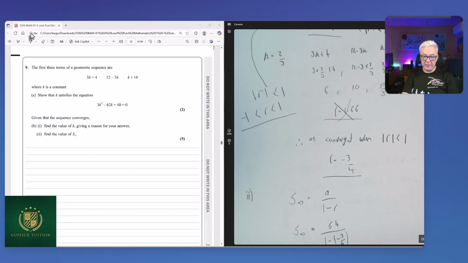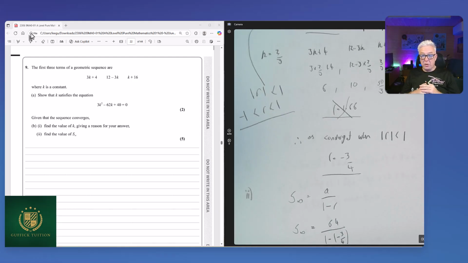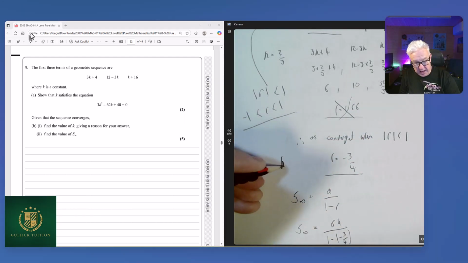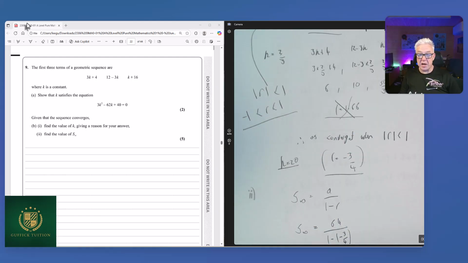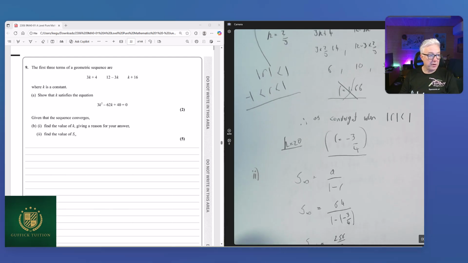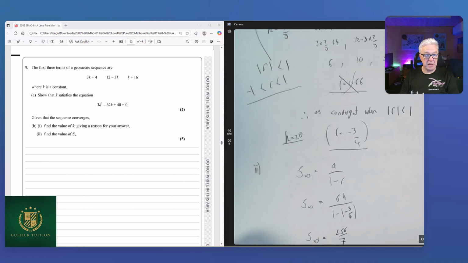So therefore the correct value of k, it says given that the sequence converges, find the value of k, giving a reason for your answer. Well, our correct value is that k is equal to 20, okay, which gives rise to a common ratio of -3/4. So our answer there is that k should equal 20. Okay, perfect.